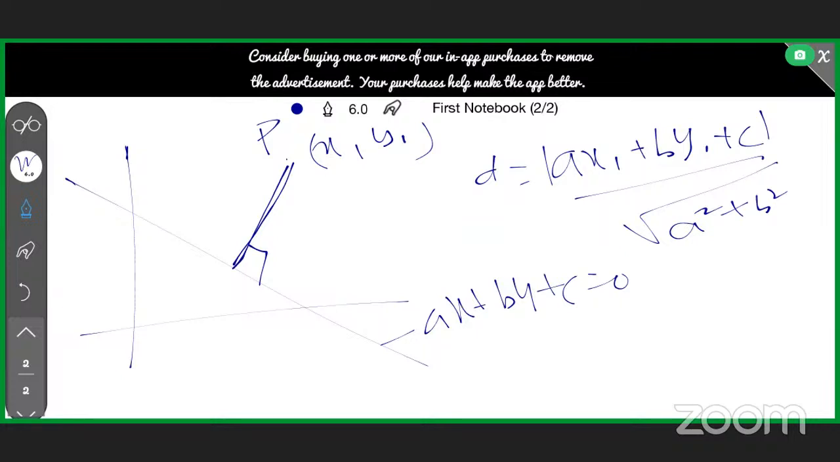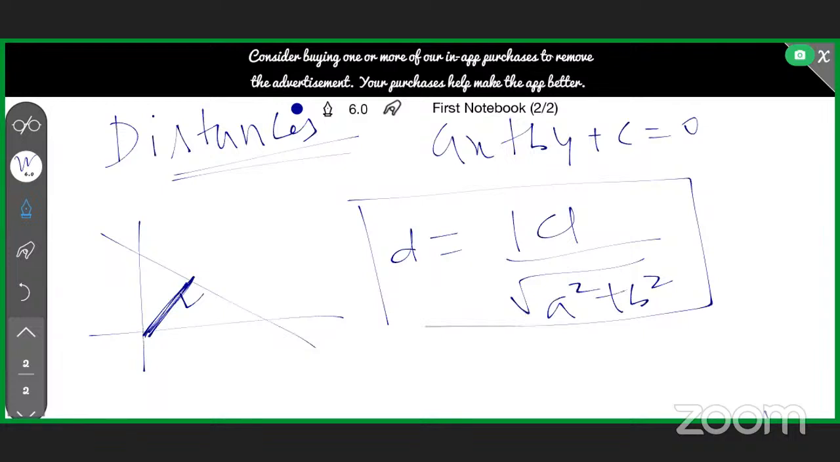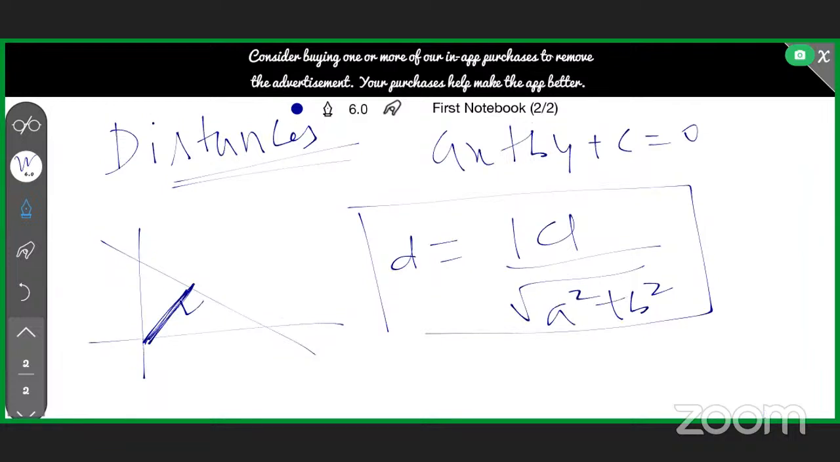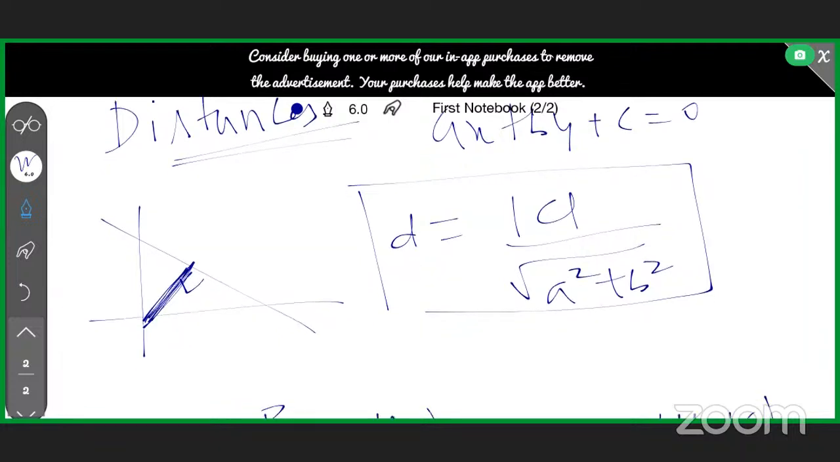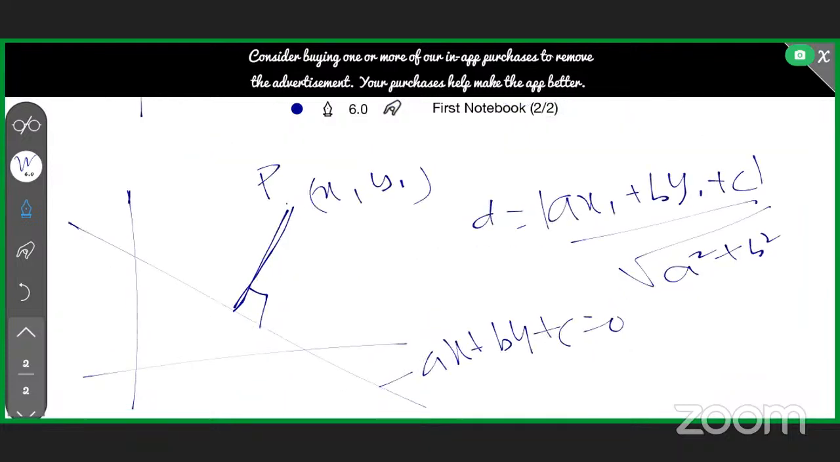So we are learning two distance formulas here. The first is the distance of the perpendicular from the origin to the line: d is equal to mod c divided by root of a square plus b square. And here we are learning one more: the distance of a point x1, y1 from the line ax plus by plus c is equal to 0 is given by d is equal to mod of ax1 plus by1 plus c divided by root of a square plus b square.